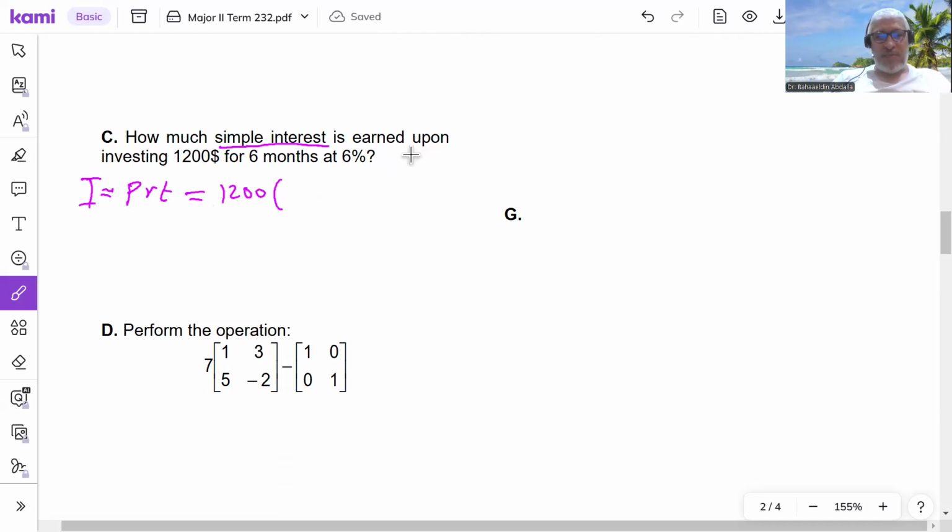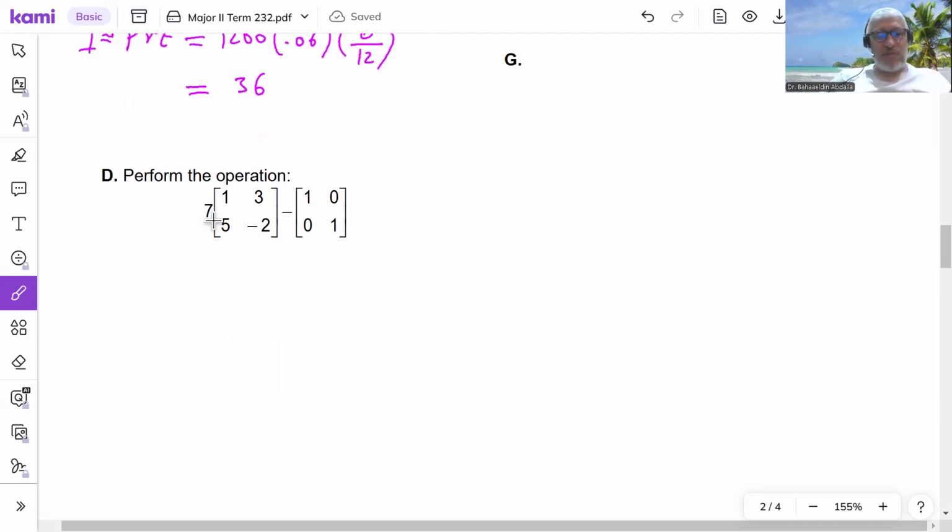So if you divide 6 by 100, it is 0.06. Just divide in the calculator 6 over 100. Or you can write 6% in the calculator. There is a button for percent. Shift that button would give you percent. Times T. T, the time, it should be in years. So he said 6 months. To change 6 months to years, I divide by 12 because there are 12 months in a year. Multiply, use the calculator and multiply. The answer is 36. So this is the simple interest.